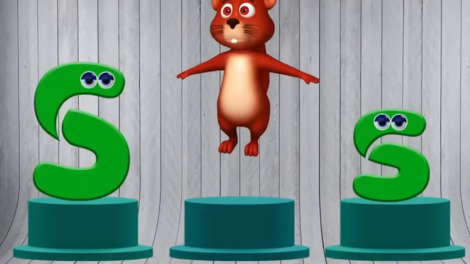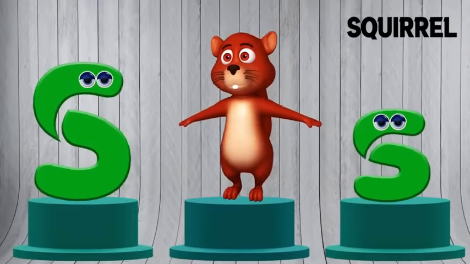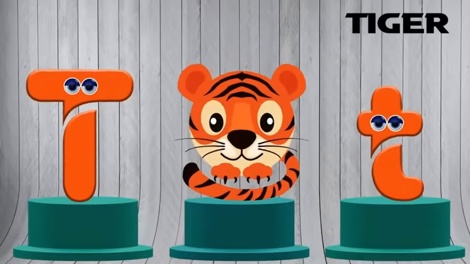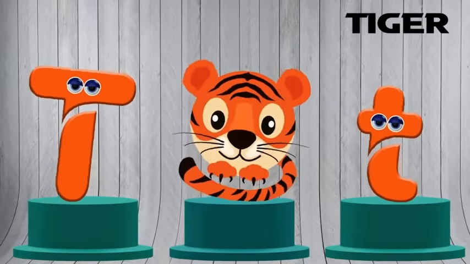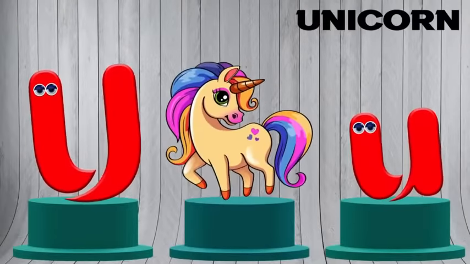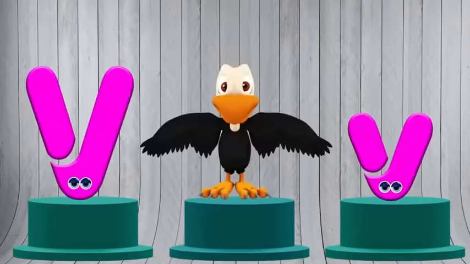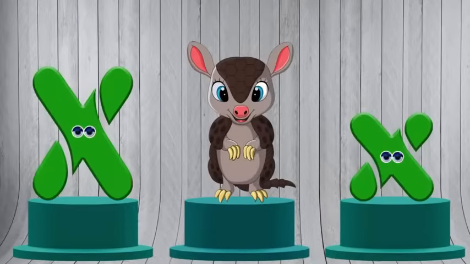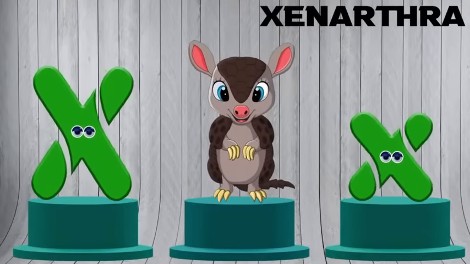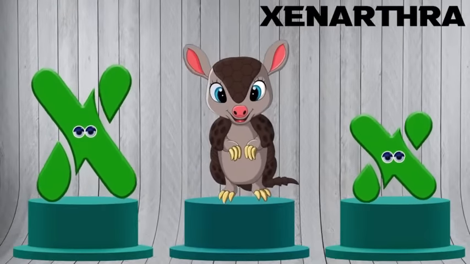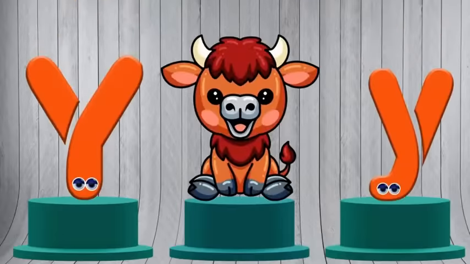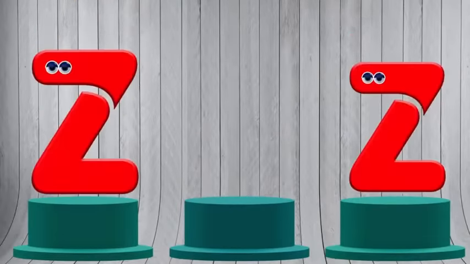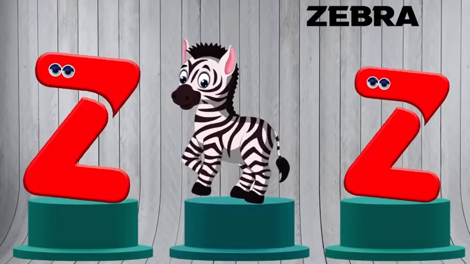S is for squirrel. T is for tiger. U is for unicorn. V is for vulture. W is for wolf. X is for Xenarthra. Y is for yak. Z is for zebra.